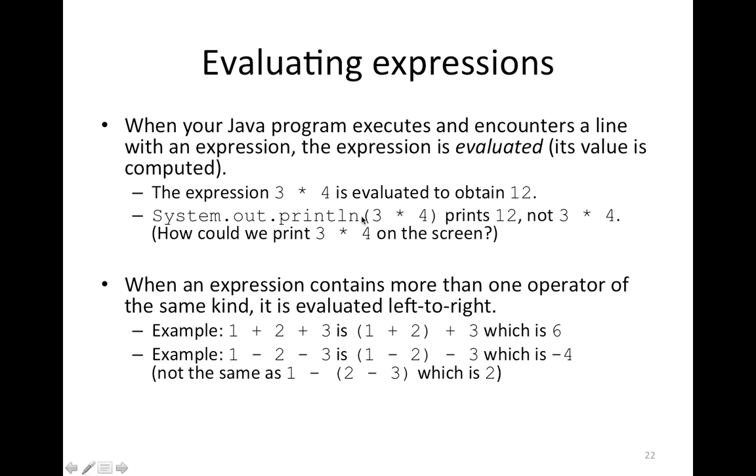When an expression contains more than one operator of the same kind, it is evaluated left to right. That means 1 plus 2 plus 3 is evaluated from left to right. So 1 minus 2 minus 3 is 1 minus 2, then minus 3, and not the same as 1 minus the result of 2 minus 3. So just be careful. It is going to be left to right if it is the same kind of operator.